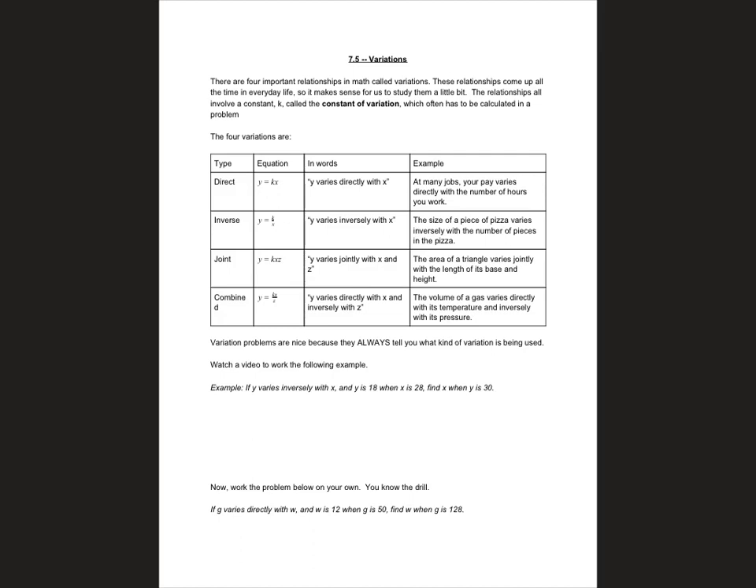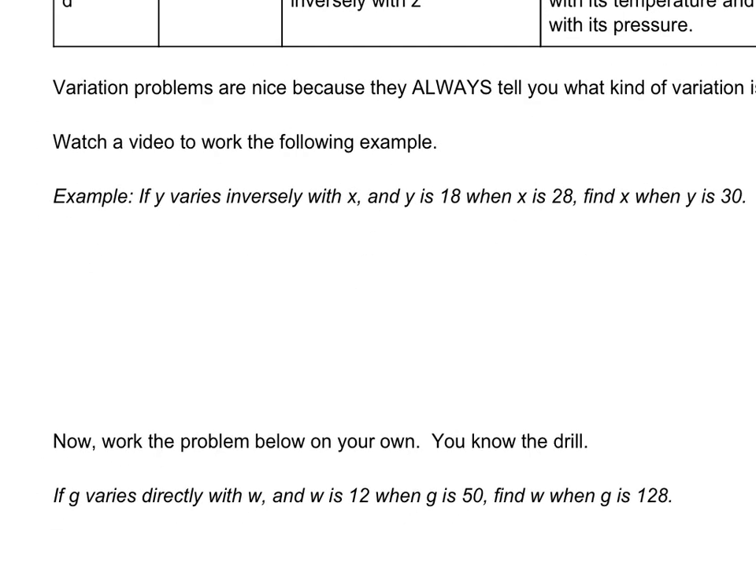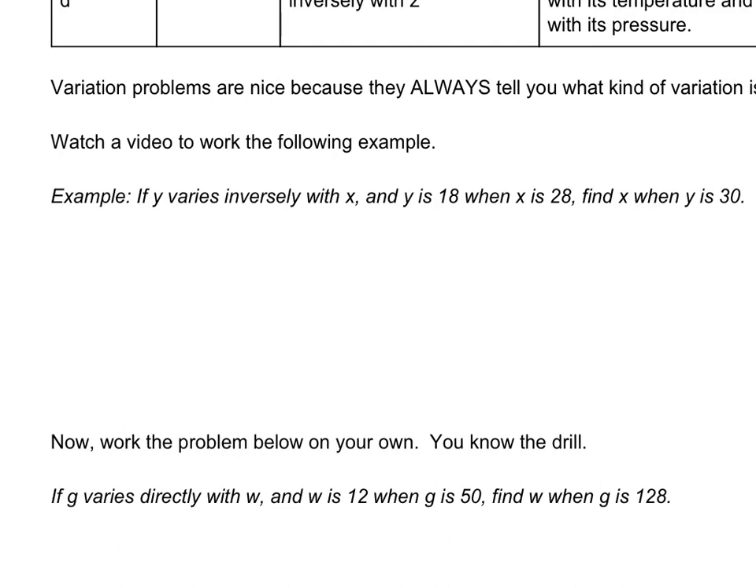Hey everybody, so this video is to talk about variations, of which there are four kinds: direct, inverse, joint, and combined. So this is all going to be one video because these notes are going to be fairly short. So let's focus on the first problem that we have here. If y varies inversely with x and y is 18 when x is 28, find x when y is 30.